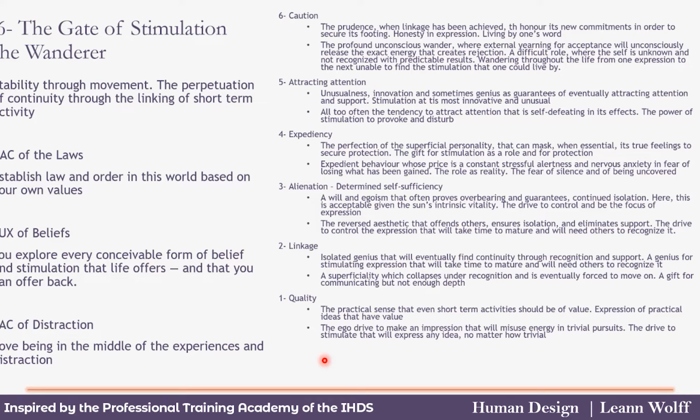So a superficiality which collapses under recognition is eventually forced to move on. A gift for communicating, but not enough depth. The alienation, this is the self-determined self-sufficiency. So a will and egoism that often proves overbearing and guarantees continued isolation. Here, this is the acceptable given the sun's intrinsic vitality, the drive to control and be the focus of expression.